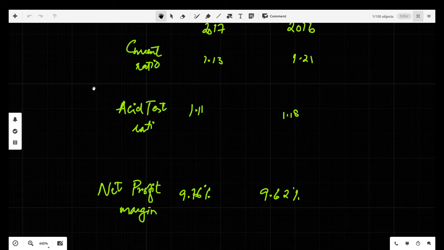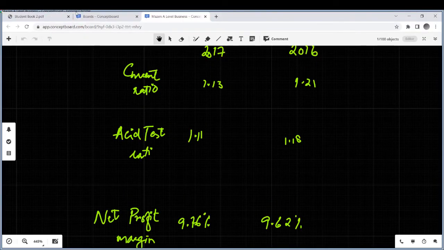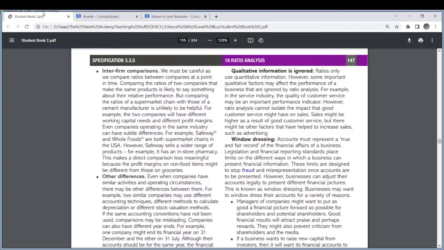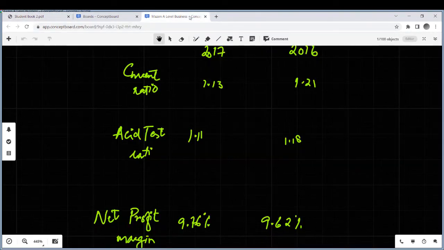It could be that the raw material they used to buy to make the things has become more expensive and they haven't been able to raise their prices by the same amount. It could be that the operations of the business have become less efficient. Even then, 9.62 to 9.76% doesn't seem too much of a decline. No, net profit margin has increased from 2016 to 2017. Net profit margin has increased.